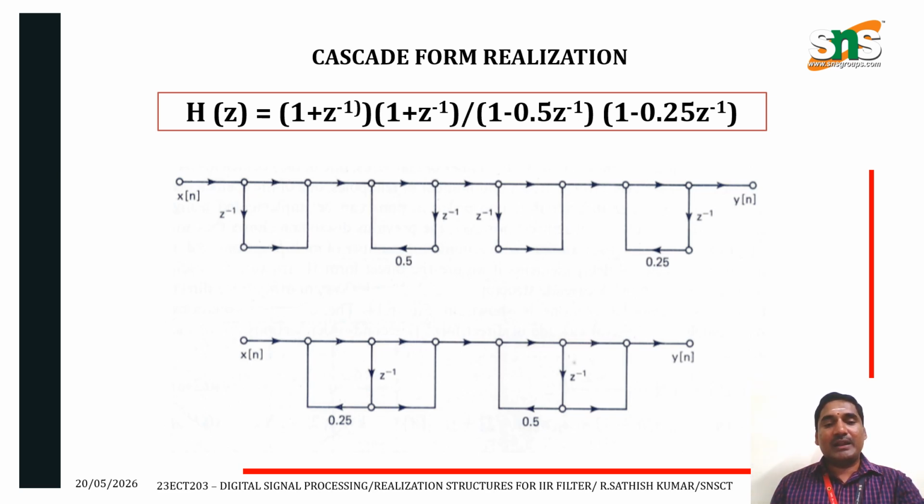We can get x of n multiplied with 1. We can multiply it with z inverse. We can get 0.25 into z inverse plus 1 plus z power minus 1. Again multiplied with z inverse, we can get 1 minus 0.5 z inverse into 1 plus z inverse. We can get the output as y of n.